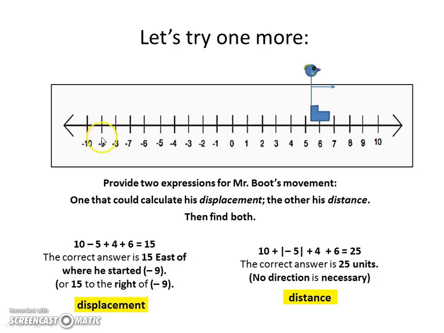Remember, he started back here at -9, and he is 1, 2, 3, 4, 5, 6, 7, 8, 9, 10, 11, 12, 13, 14, 15 to the right of where he started. So he's 15 to the right of -9. That's his displacement. That's where he ended up. But how much did he actually travel? He had traveled 10 plus the absolute value of -5 plus 4 plus 6, which altogether is a movement of 25. He moved 25, and that's his distance.